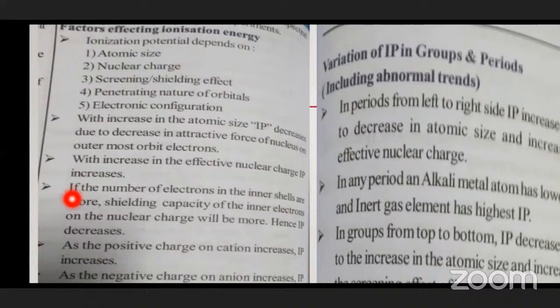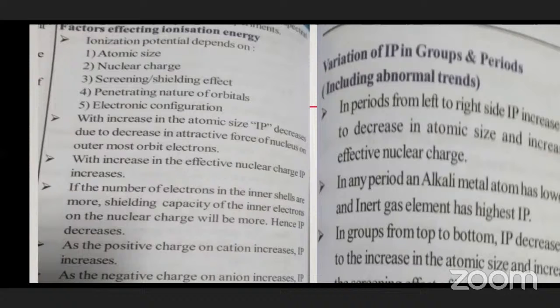If the number of electrons in the inner shells is more, the shielding capacity of the inner electrons on the nuclear charge will be more. Hence, ionization potential decreases. Clearly, children, here we observe the shielding effect. Shield means nothing but a layer; I assume it as a layer, shields or screens. The nucleus has a positive charge in the atom. After that, the shells act as the screens.